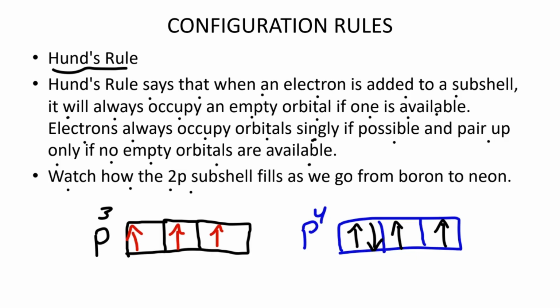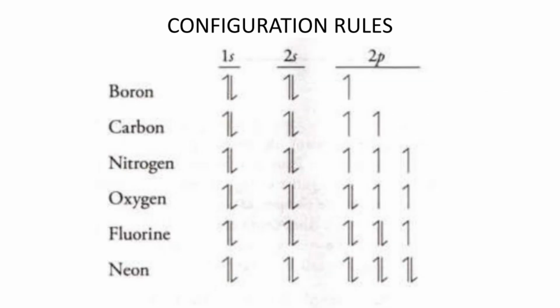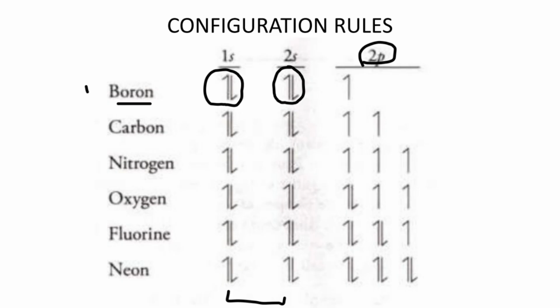Watch how the 2p subshell fills as we go from boron to neon. Look here, for boron, the 1s has only 2 electrons, so we have put them, and the 2s has only 2 electrons, so we have put them again. For all the atoms, they are the same. What is interesting here is the 2p, because in the 2p, boron has only 1 electron, carbon 2, nitrogen 3, oxygen 4, fluorine 5, and neon 6.